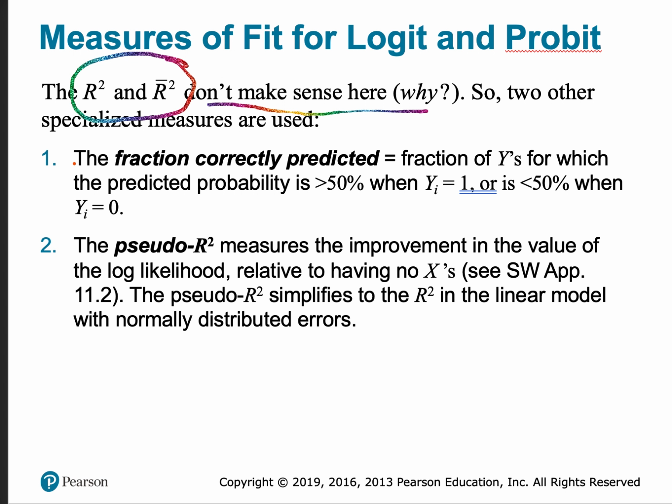The first is the fraction correctly predicted. This is the fraction of the y's for which the predicted probability is greater than 50% when y is equal to 1, or is less than 50% when y is equal to 0. The next is pseudo R squared, which is more commonly used, and which measures the improvement in the value of the log likelihood relative to having no independent variables. The pseudo R squared simplifies to R squared in the linear model with normally distributed errors.